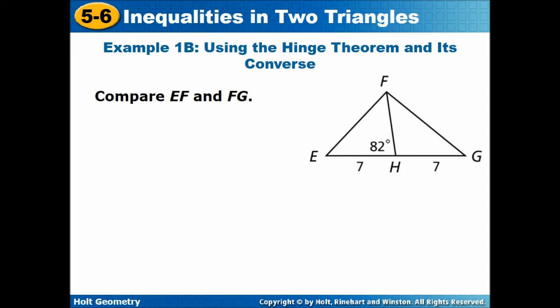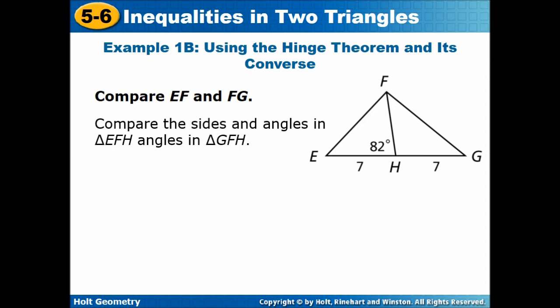Now, do not make the assumption that FH is perpendicular, because obviously it's not. If you look at that line and you look at, of course, the degrees, 82 degrees, it's not 90 degrees. Now, what we want to do is compare EF, which is the left side of the triangle, to FG, which is the right side of the triangle.